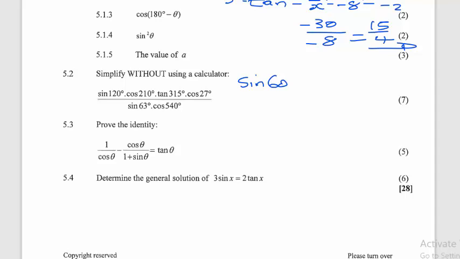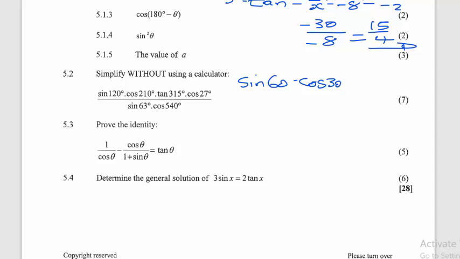The cos 210 is in the third quadrant. Now we want a special angle, so if we are going to move it backwards, we say 210 minus 180, so that we have a special angle. And we know that cos is negative in the second quadrant, or in the third quadrant for that matter. So negative cos 30, that's what we have next.